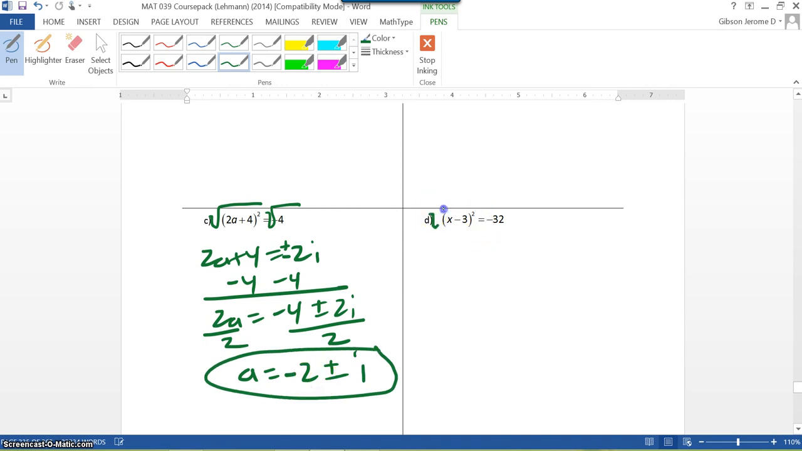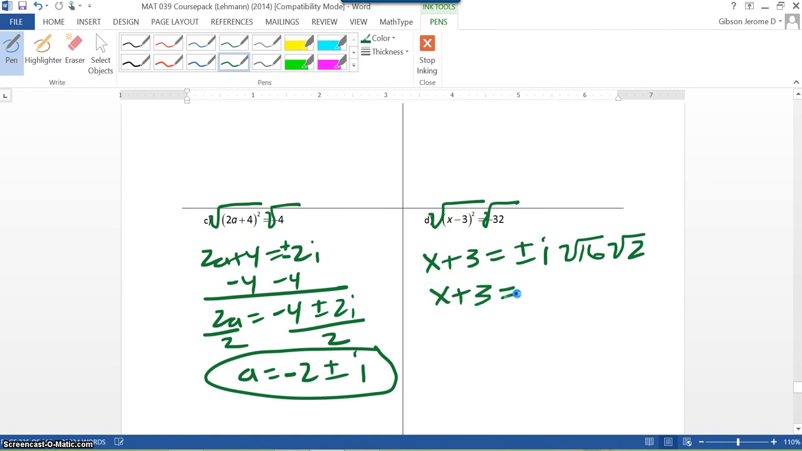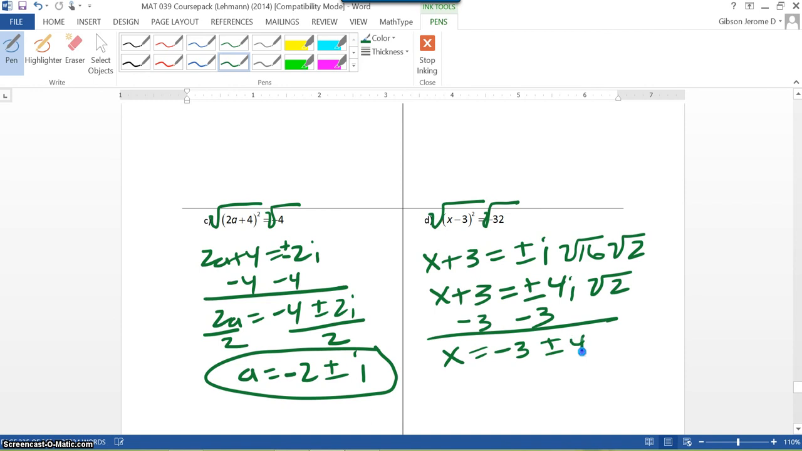Now we take this problem here, take the square root of both sides. We have x plus 3 is equal to plus or minus. Now we could take out our i, but we would have to change 32 to the square root of 16 times the square root of 2 to pull out the highest perfect square. So we have x plus 3 is equal to plus or minus, now square root of 16 is 4, times i is 4i square root of 2. Now we will subtract 3 on both sides. And x equals negative 3 plus or minus 4i square root 2. And we're done. And that is it.